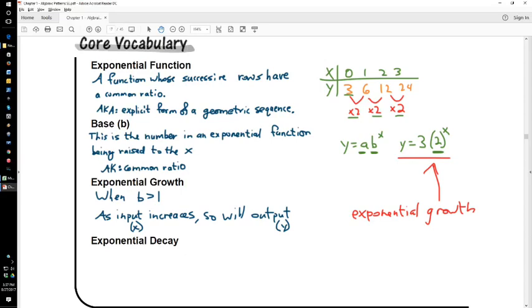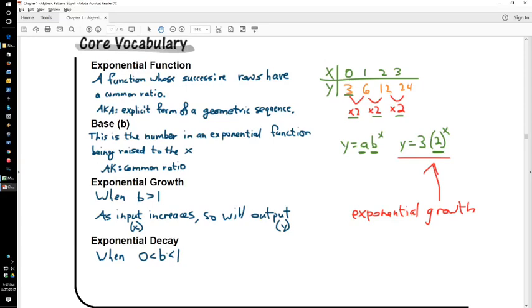Exponential decay is when b is between 0 and 1. Now understand, there are no equal signs there. For exponential growth and exponential decay, b cannot be 1, and it will never be 0 or below. Exponential functions never have a negative b value.